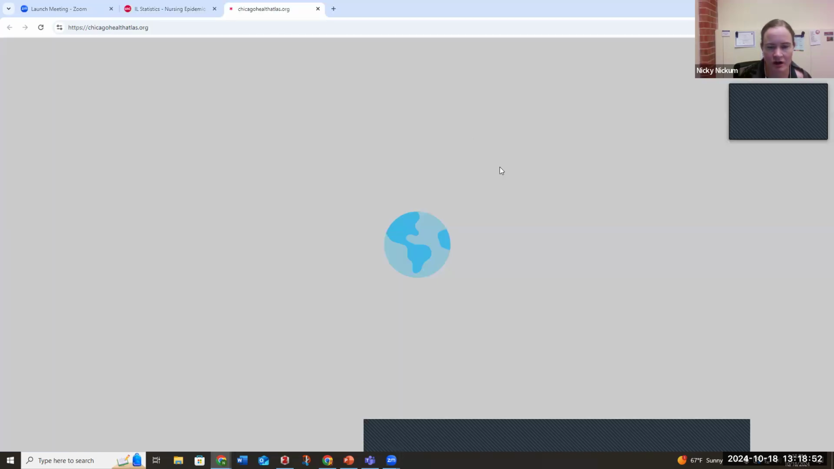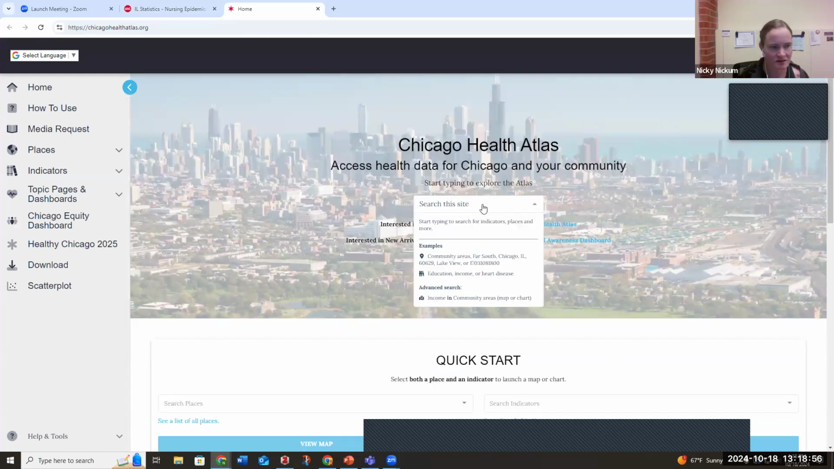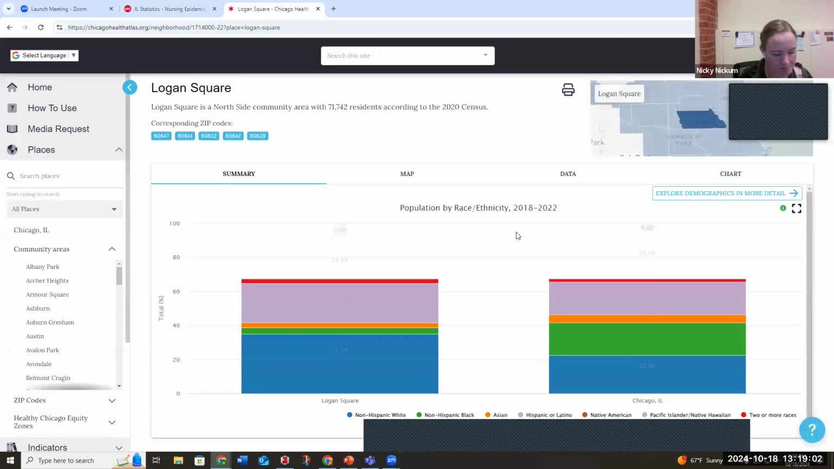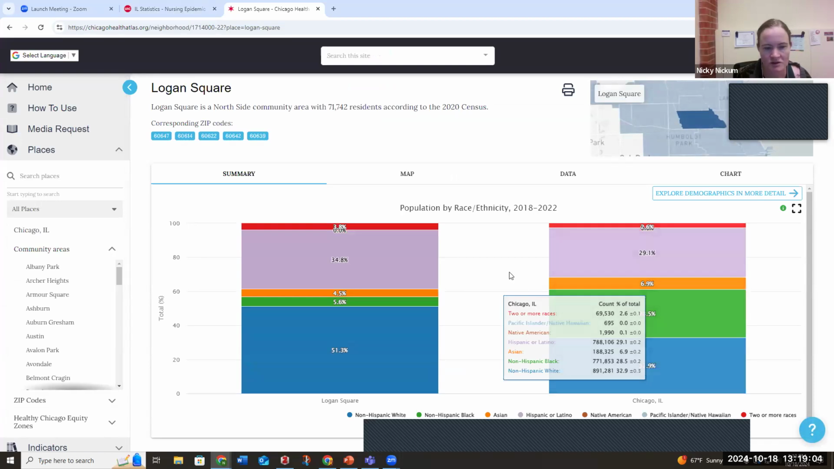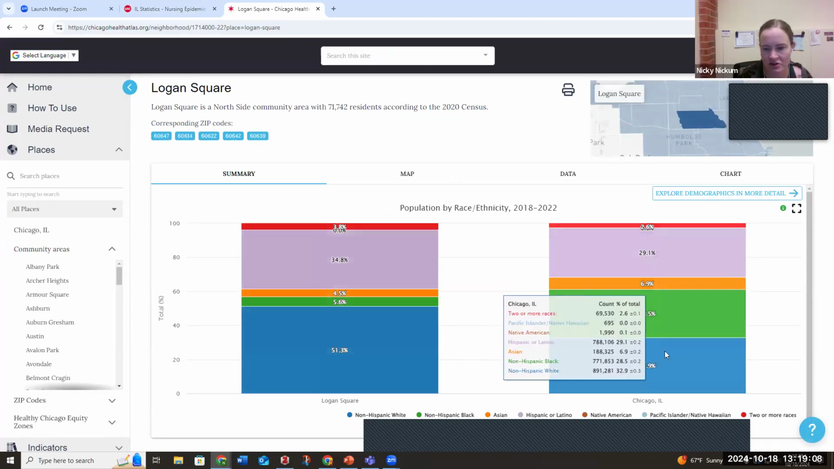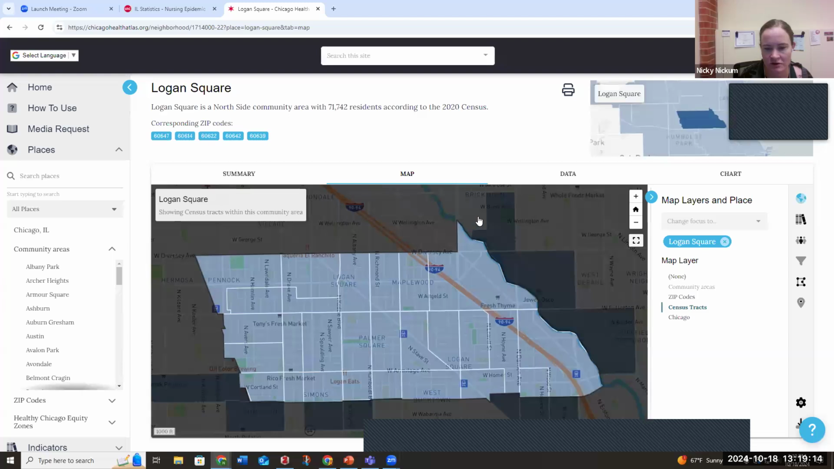We go over Chicago Health Atlas. So we can type in a neighborhood. It has all 77 neighborhoods. So let's say I want to look at Logan Square. So here we have the demographics of Logan Square compared to Chicago overall. And look at a map. So here are the boundaries of the neighborhood.